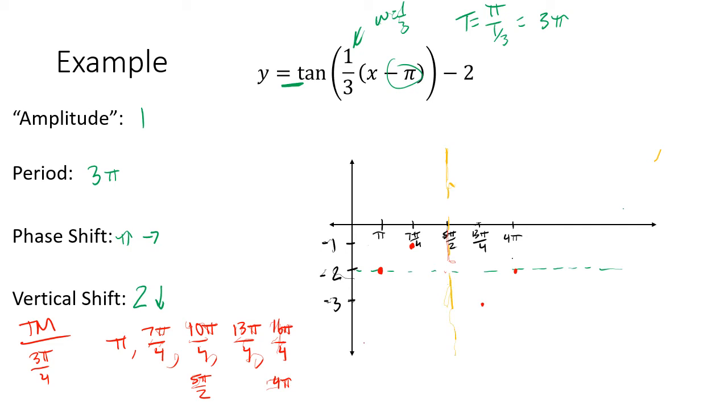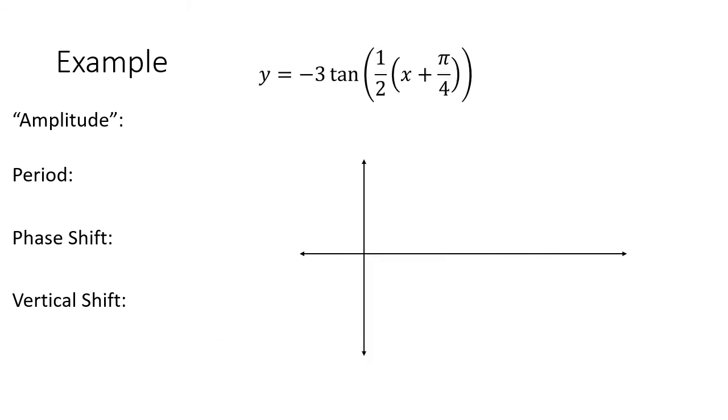Man, I cannot draw a vertical line on this. Okay, and then sketch it in. So it's going to go like this, and it's going to come down here, and it's going to go like this, and it's going to go up. This is going to go down, and there we go. That's it. One final example.